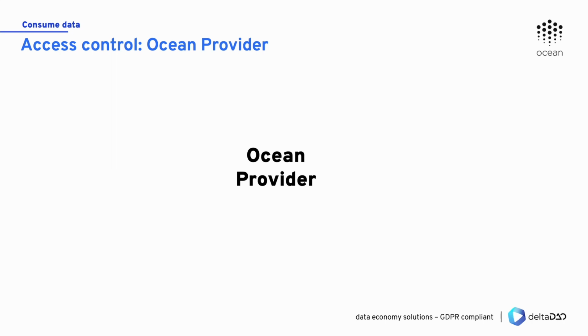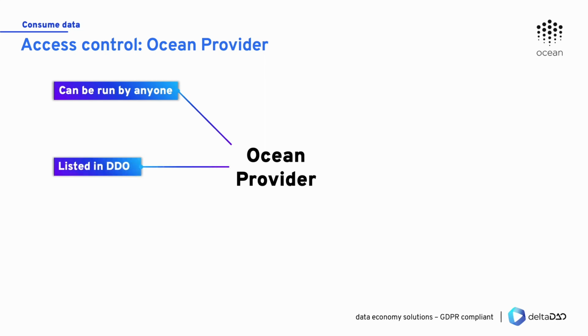After the transactions are confirmed, one for the algorithm and one for the dataset, the Gaia-X portal calls the access controller, Ocean provider, on your behalf. As already mentioned, anyone is encouraged to run an Ocean provider him or herself for maximum control. The corresponding access controller to a specific data service is listed in its DDO. It is always the access controller where the asset was published.